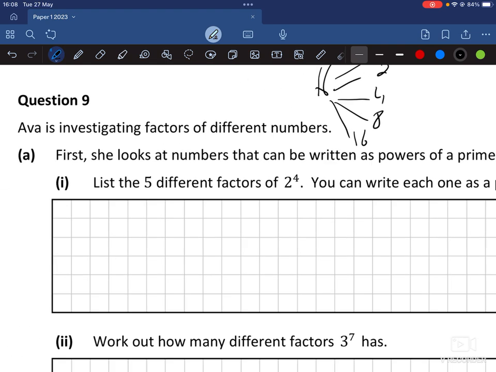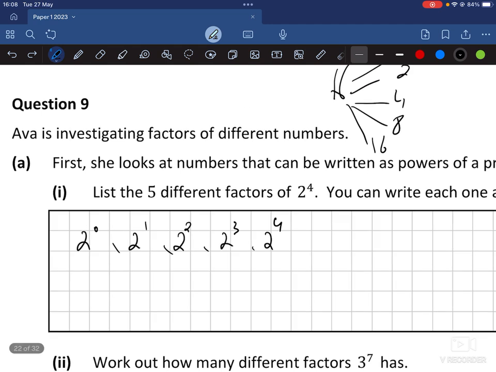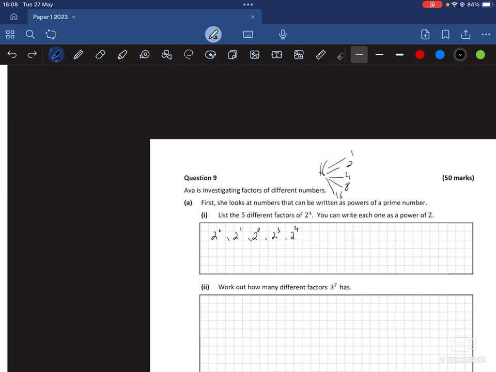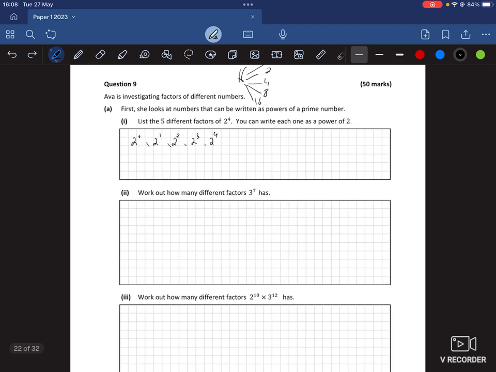Then it says we can write each one as a power of 2. So I'm just going to do 2 to the 0, 2 to the 1, 2 squared, 2 cubed, and 2 to the 4. So 2 to the 0 is 1, 2 to the 1 is 2, 2 squared is 4, 2 cubed is 8, and 2 to the 4 is 16. So that's kind of interesting, I suppose. And that's the only factors.